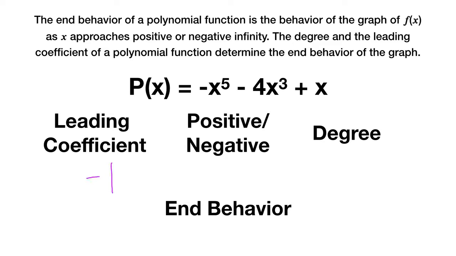Now let's talk about this one. In this case, -1 is our leading coefficient, which is of course negative, which means it goes down on the right. But because the degree is 5, that's odd. That means on the left, it goes up.